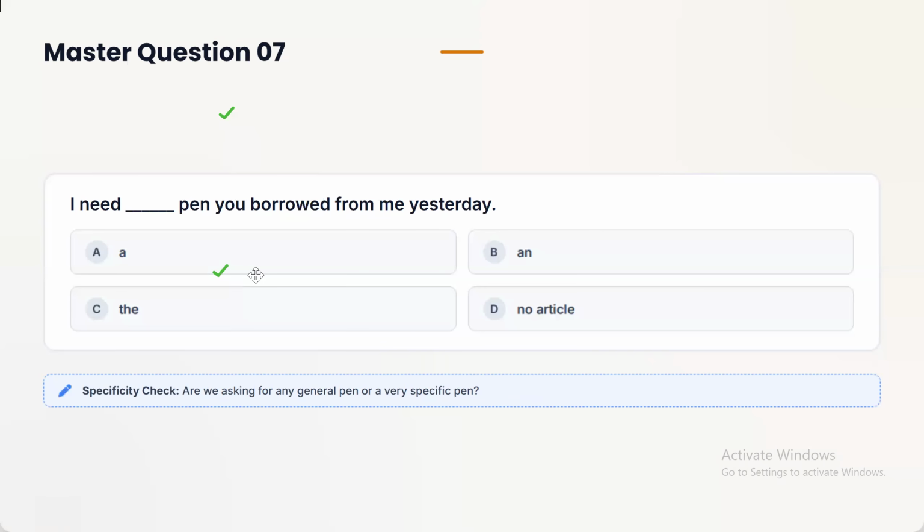Okay, the next one. I need dash pen to borrow from. Okay. I need dash pen you borrowed from me yesterday.